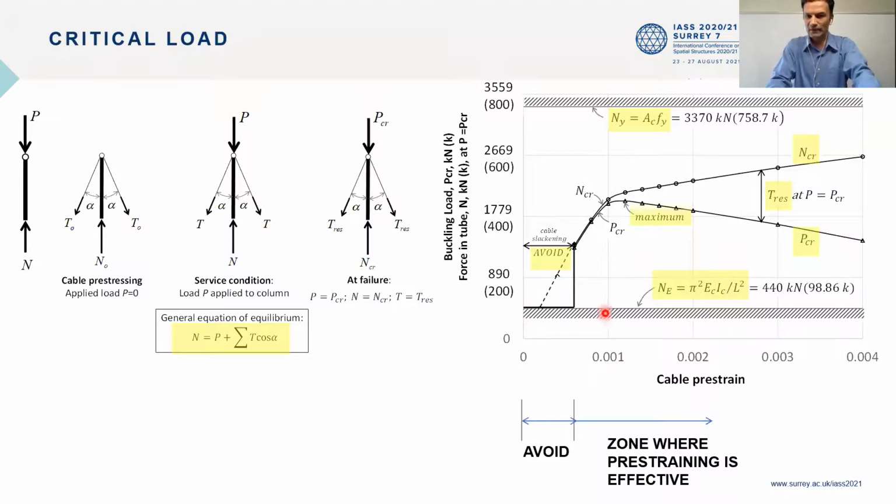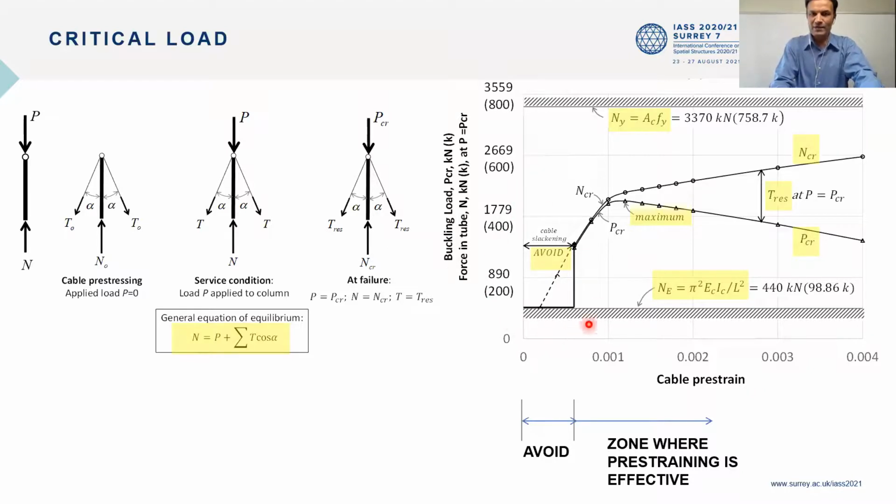One, this line over here, which is marked as N sub E, is the Euler buckling load for the tube. So we use cable stayed columns to go beyond the capacity of the tube. So that's why this is a good indicator. The second limit state is N sub Y, which is the yield strength of the tube. And then you see the plot for P critical here, which is for the cable stayed column. And the difference between N sub E and P critical, this dimension here, is the enhancement in strength that is provided by using pre-stressed stays.